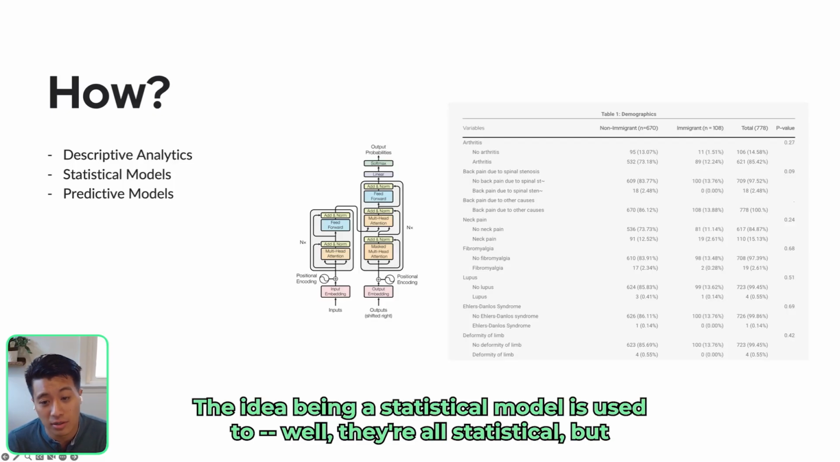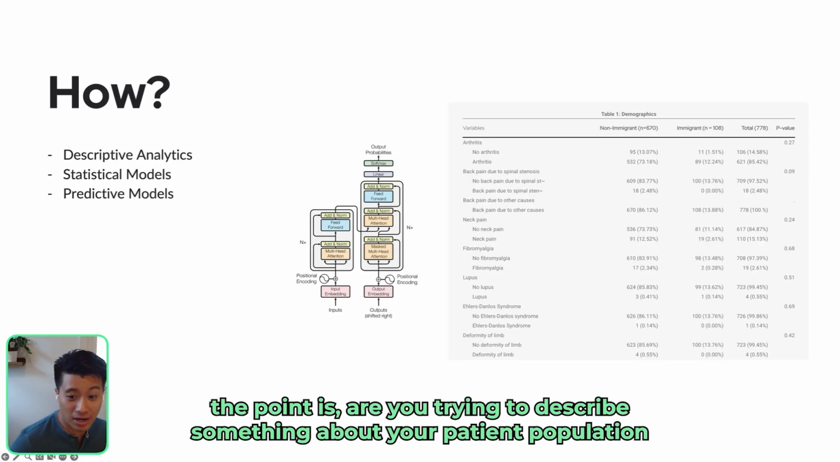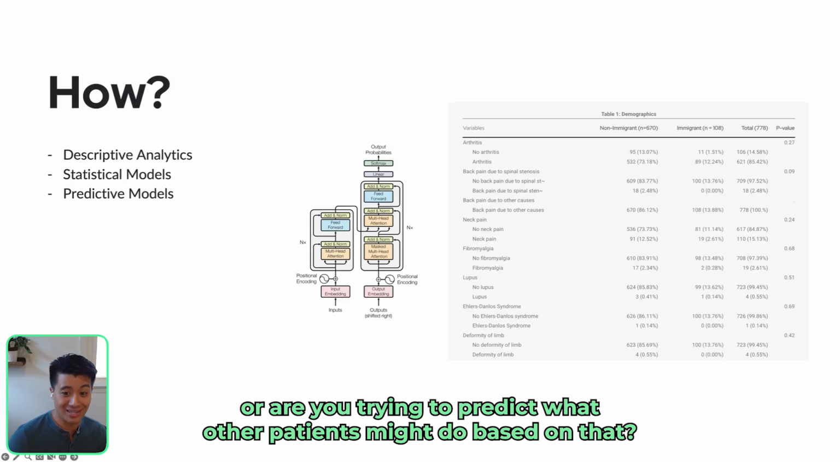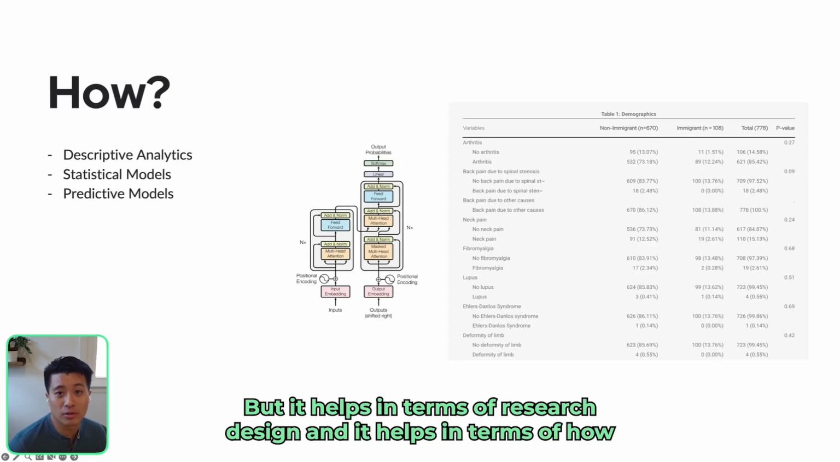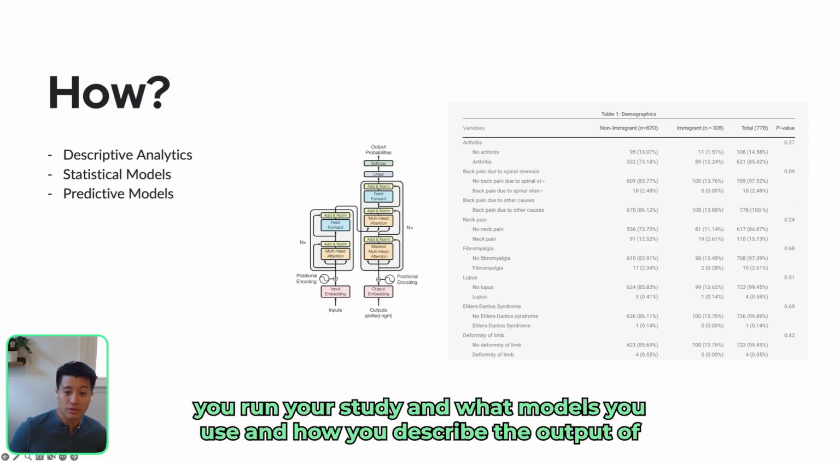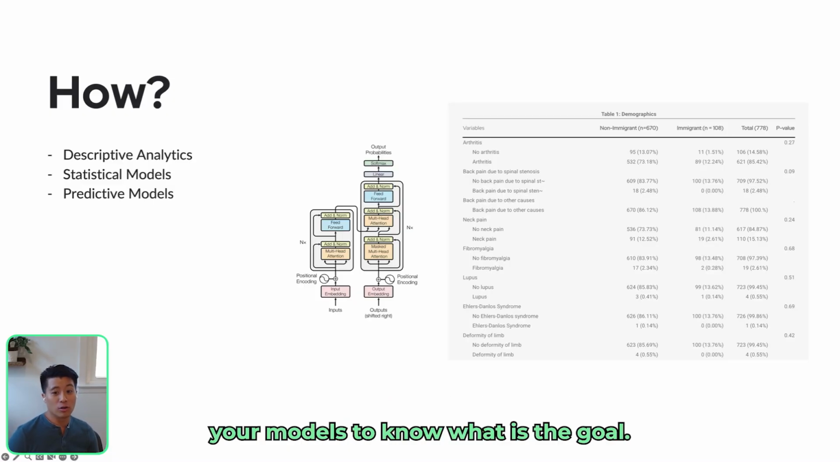The idea is, well, they're all statistical, but the point is, are you trying to describe something about your patient population, or are you trying to predict what other patients might do based on that? Sometimes you can do both, but it helps in terms of research design, how you run your study, what models you use, and how you describe the output of your models, to know what the goal is.